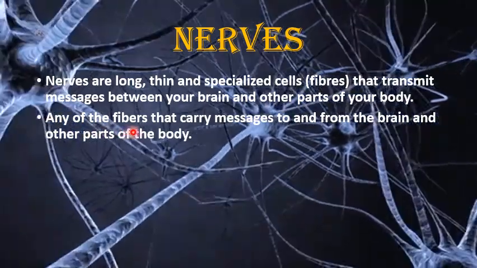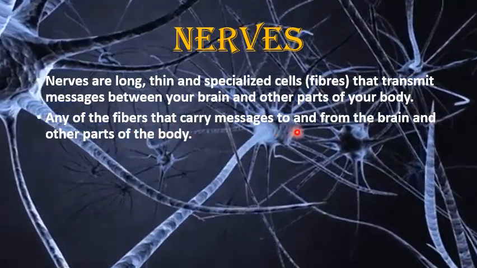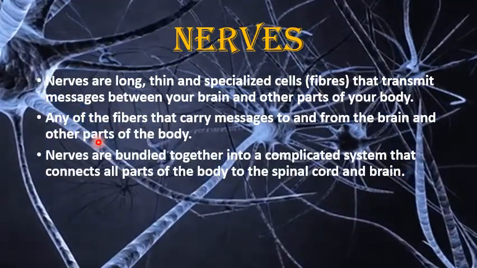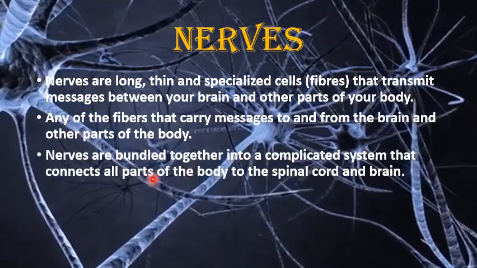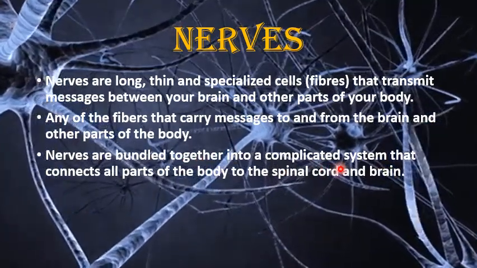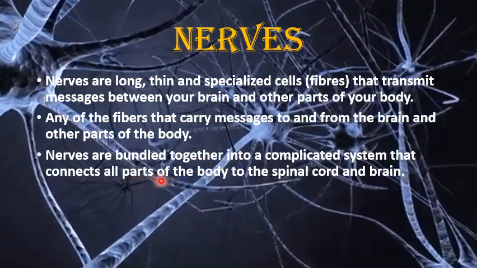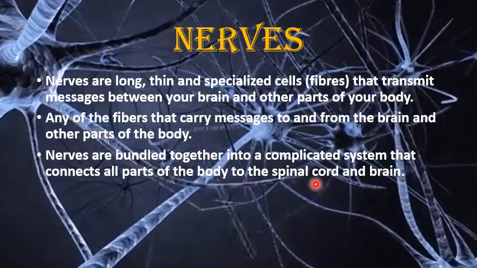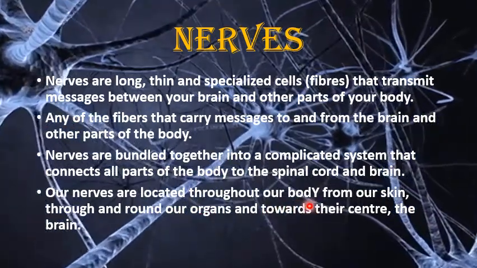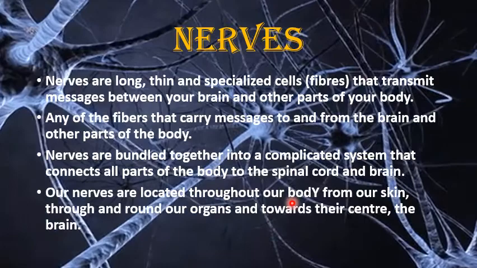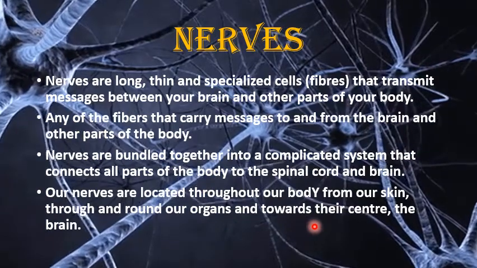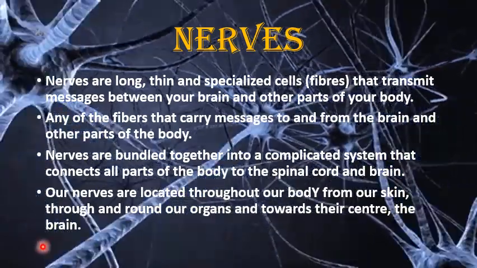It can be any of the fibers that carry the messages to or from the brain and other parts of the body. Remember this thing, nerves are bundled together into a complicated system that connects all parts of the body to the spinal cord and brain. Our nerves are located throughout our body, from our skin through and around our organs and towards their center. And what is the center? That is the brain.